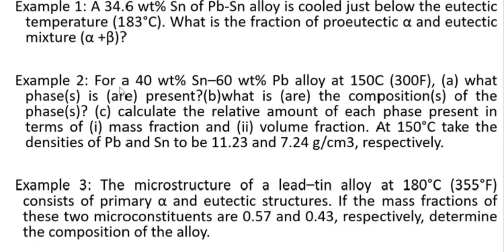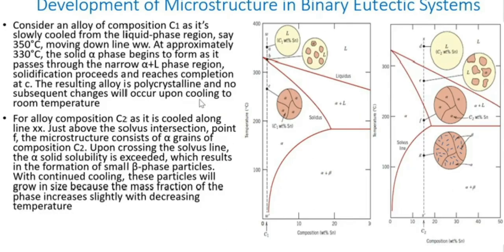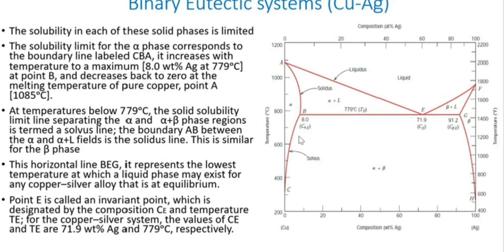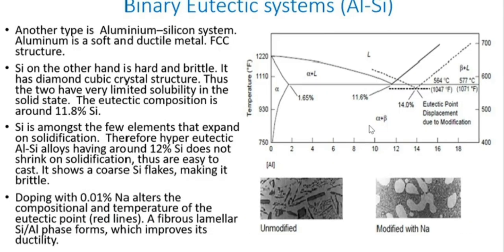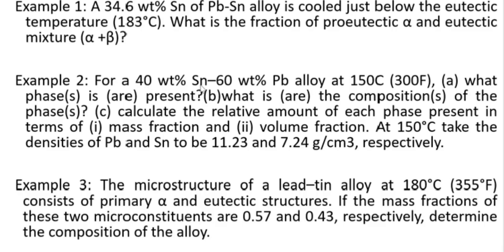The second one is still the same lead tin alloy, but you have a different diagram. There is also silver and copper. They look similar also. This is silver and copper, also a similar diagram to lead tin, right? So the same analysis will still apply. So now 40% by weight and 60% by weight lead at 150 degrees, right?